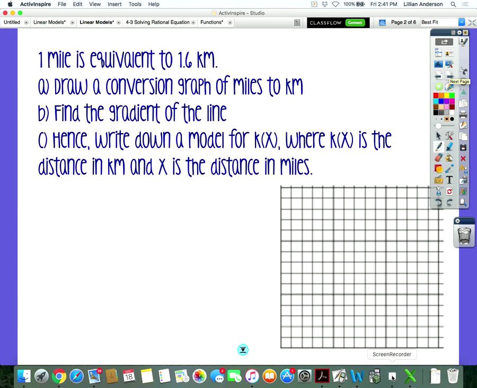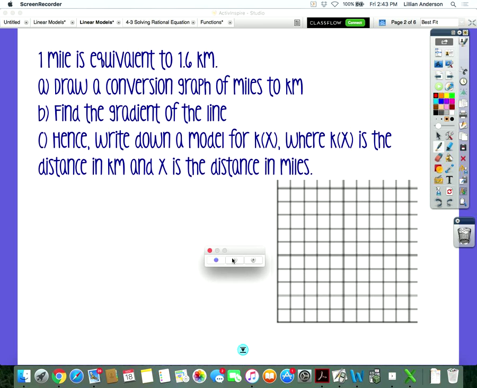1 mile is equivalent to 1.6 kilometers. This is just one example of how linear equations apply to real life situations when you're looking at conversions. We are going to draw a conversion graph of miles to kilometers. We're going to find the gradient of that line, so we're going to find the slope, and then we're going to write down an equation to model k of x, where k of x is the distance in kilometers and x is the distance in miles.